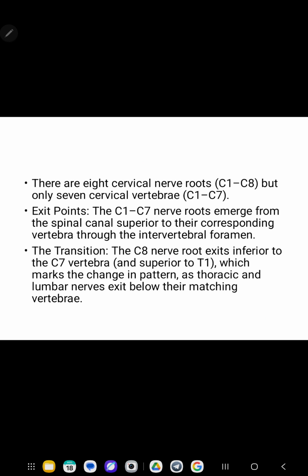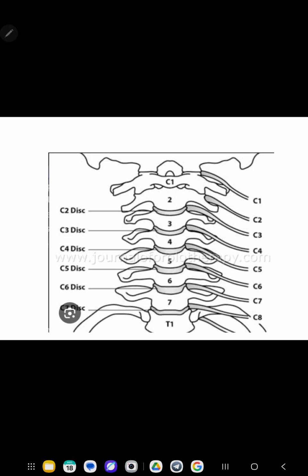Now for the remaining, the thoracic and lumbar vertebrae, the exiting nerve root will be inferior to the corresponding vertebra, because here C8 is running below C7. If you take T1, it is below the T1 vertebra. If you take L4, L4 will be below the L4 level. So in a cervical section, between C6 and C7, the exiting nerve is C7. But in the thoracic region, between T6 and T7, the exiting nerve is T6.